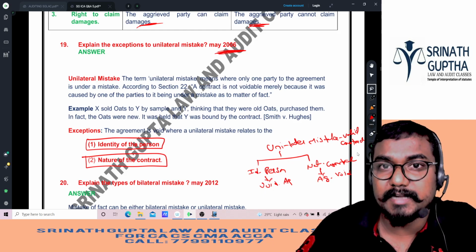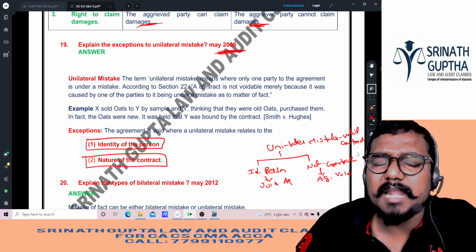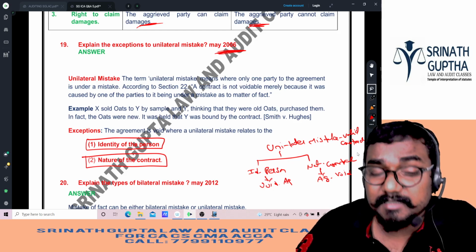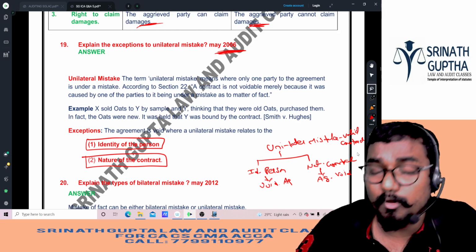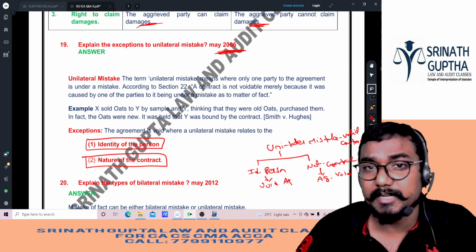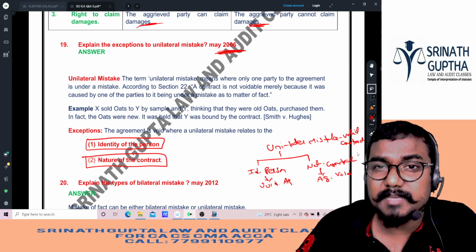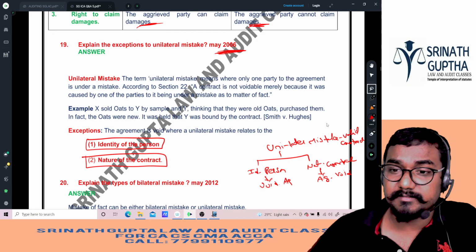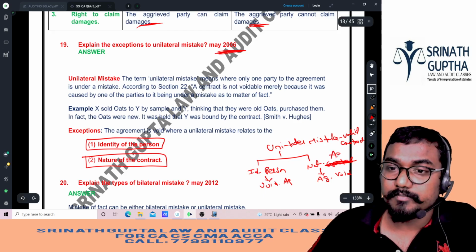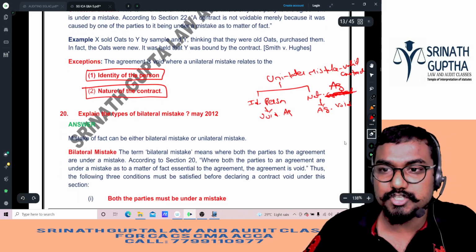Next, nature of the contract. I give an example. Grandmother was signing the agreement thinking that it is a mortgage deed, but in fact it is a gift deed, beta. She is thinking mortgage, but in fact it is a gift deed. It is the nature of the contract, nature of the agreement, frankly speaking. So, in these two cases, it is a void ab initio agreement.